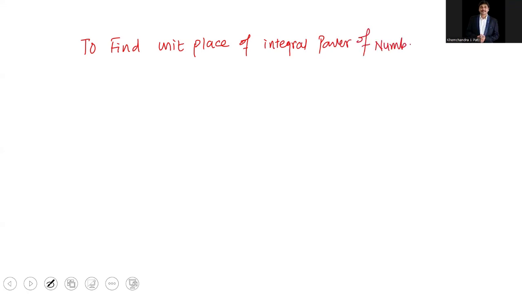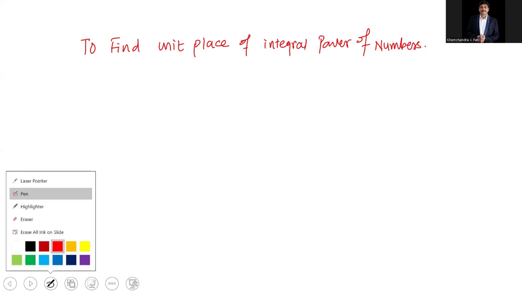So to find the unit place of the integral power of numbers, that is what we want to study today.